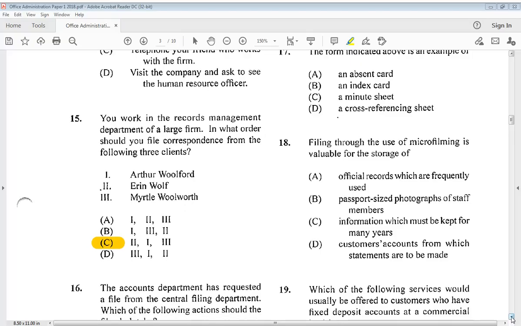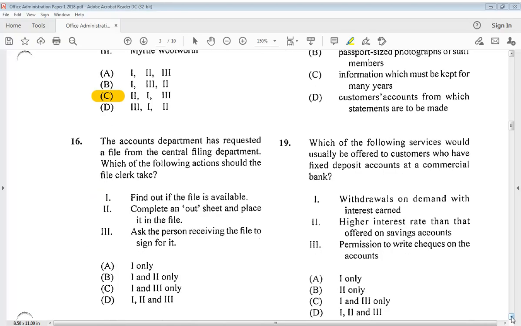Let's go to 16. The Accounts Department has requested a file from the Central Filing Department. Which of the following actions should the file clerk take? 1. Find out if the file is available. 2. Complete an out sheet and place it in the file. 3. Ask the person receiving the file to sign for it. So is it A, 1 only, B, 1 and 2 only, C, 1 and 3 only, or D, 1, 2, and 3? So we know it would be 1 and 3 only, C.